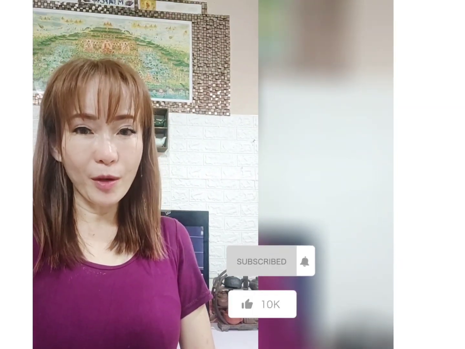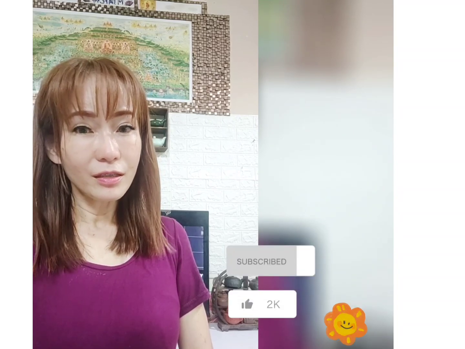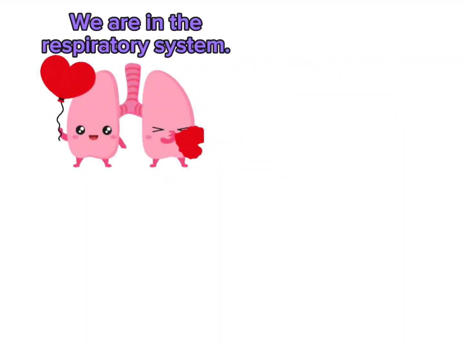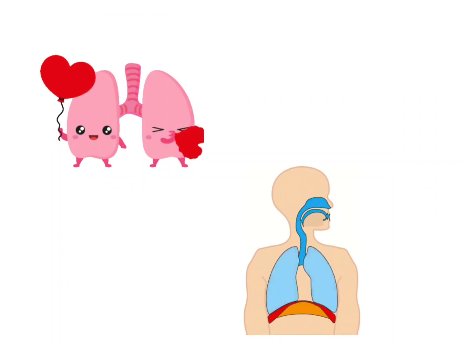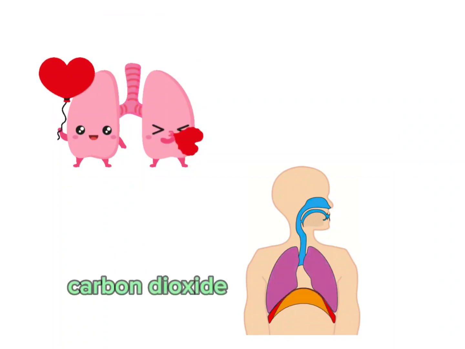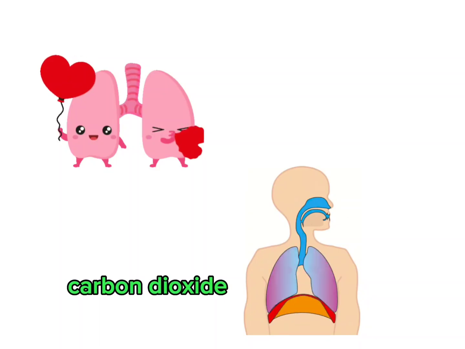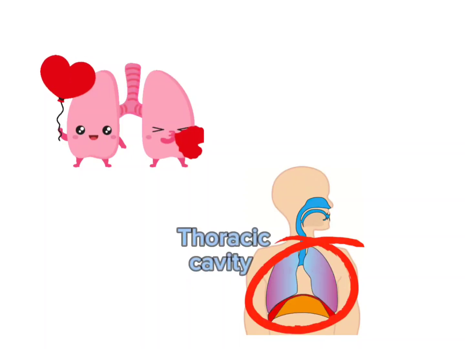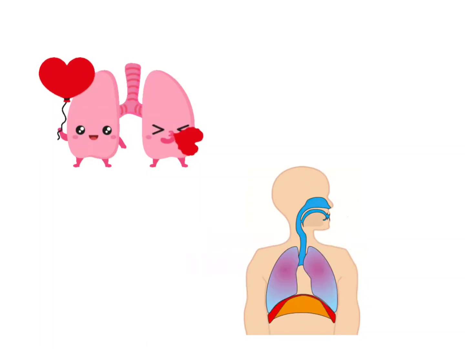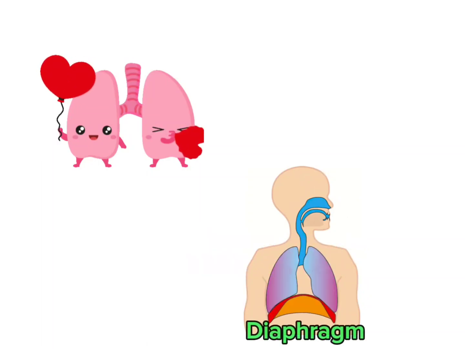Now, let's go to the first part, the human respiratory system. My dear students, the lungs are the main organs in the respiratory system. Your lungs make oxygen available to your body and remove other gases such as carbon dioxide from your body. Your lungs are located in your chest. Your thoracic cavity is the name of the space that contains your lungs and other organs. Your lungs rest on a muscle called the diaphragm.